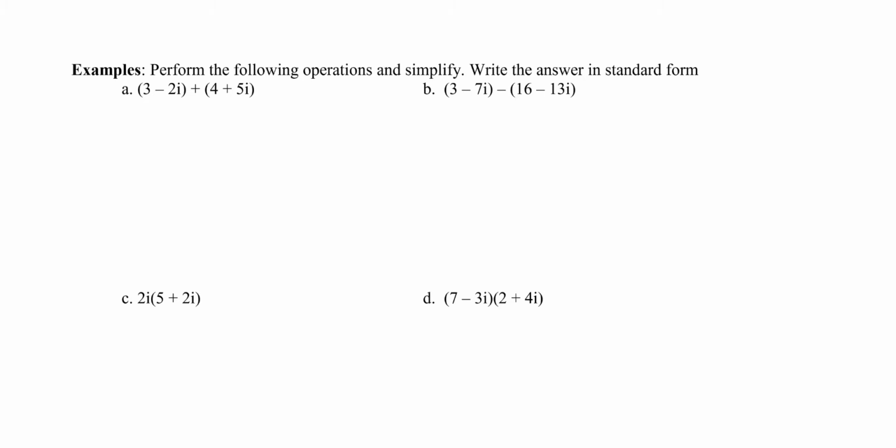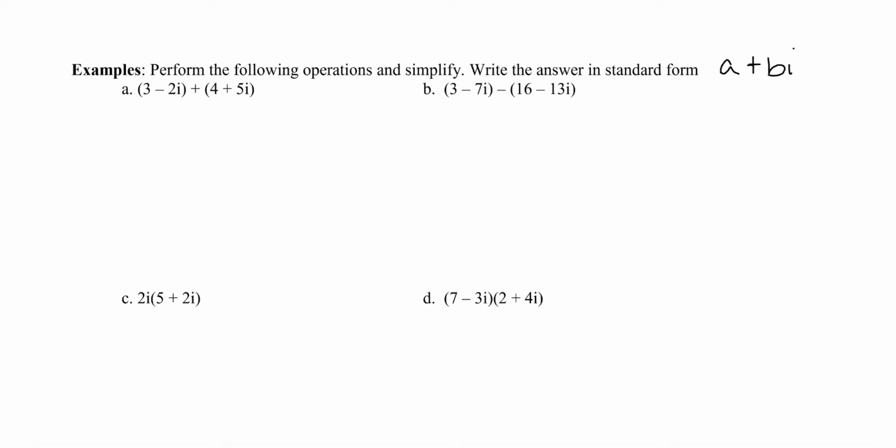Now we're going to look at performing operations with i, and we're going to write our answer in standard form. Standard form, when you're dealing with i, is going to be a plus bi. In other words, they want the real number first and then the imaginary term second.